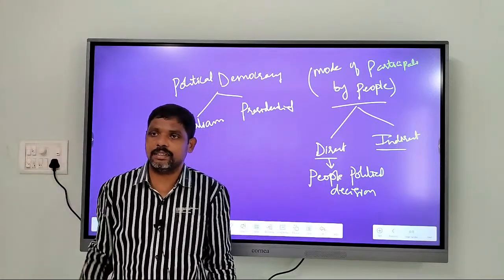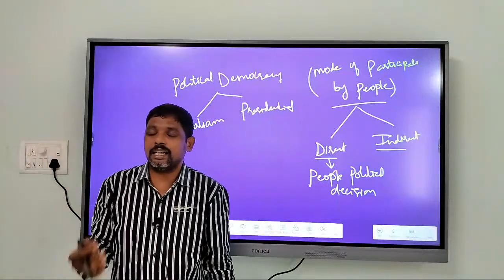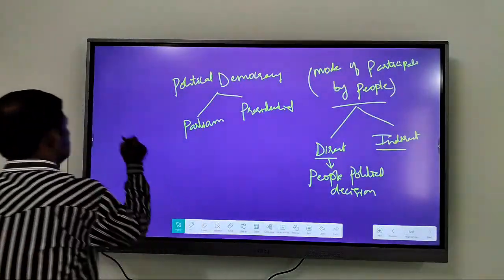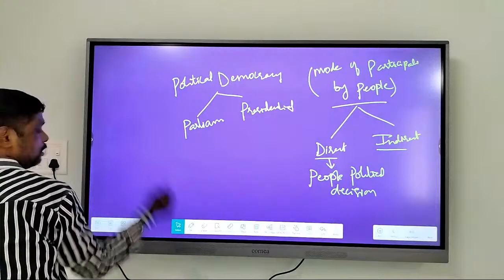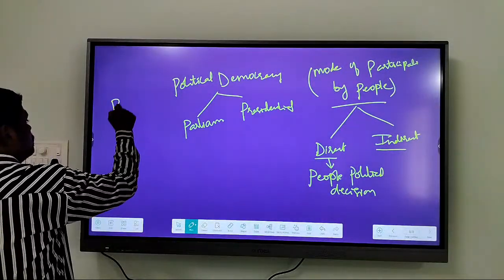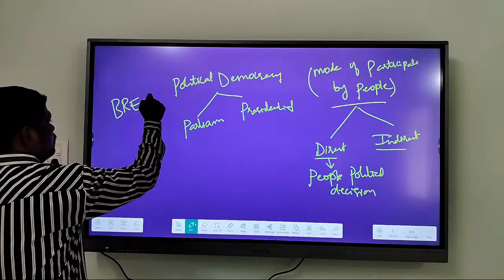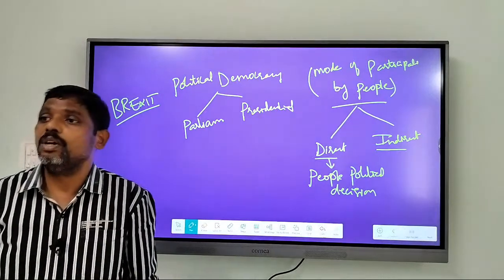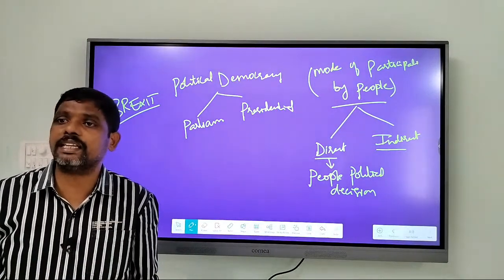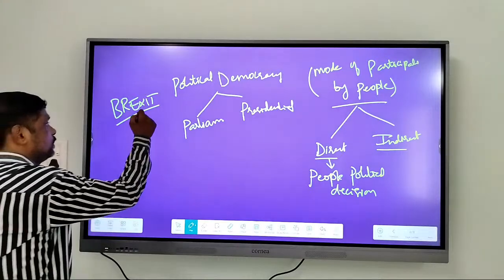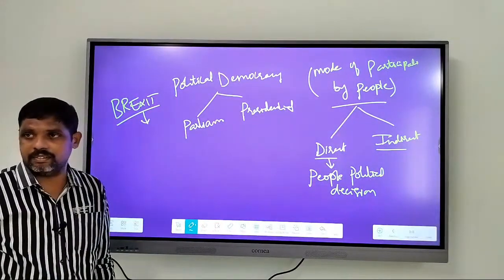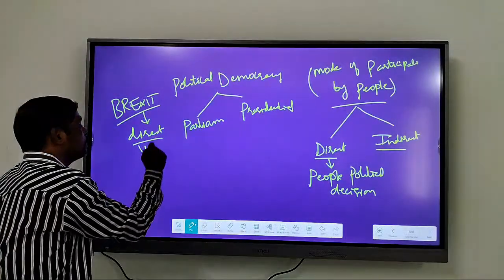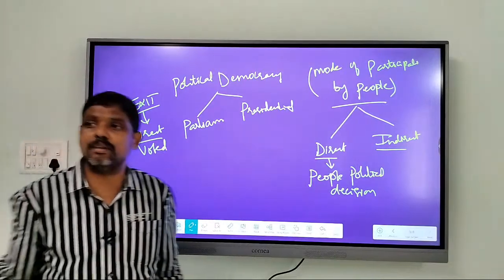Brexit, the popular example. Brexit denotes the exit of Britain from the European Union. So, these are the issues which are directly dealt with by people. They are voted on directly by people through referendum.